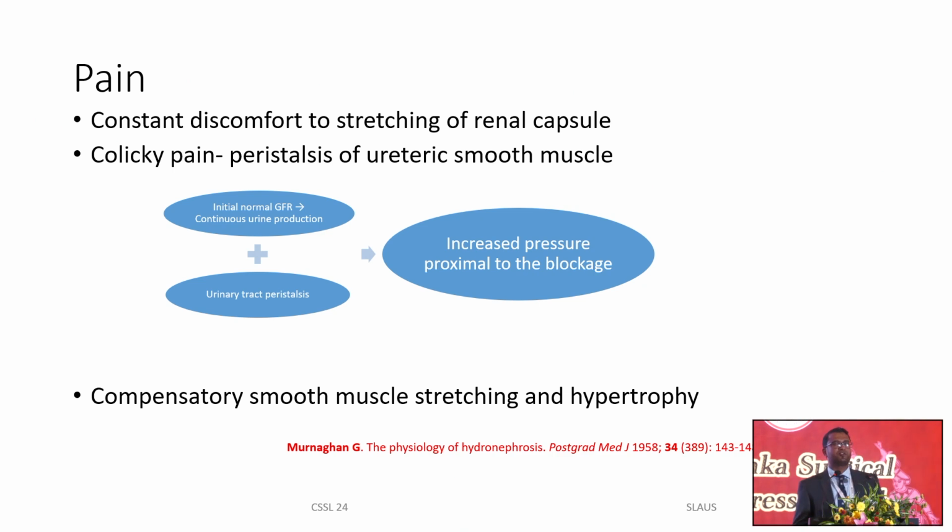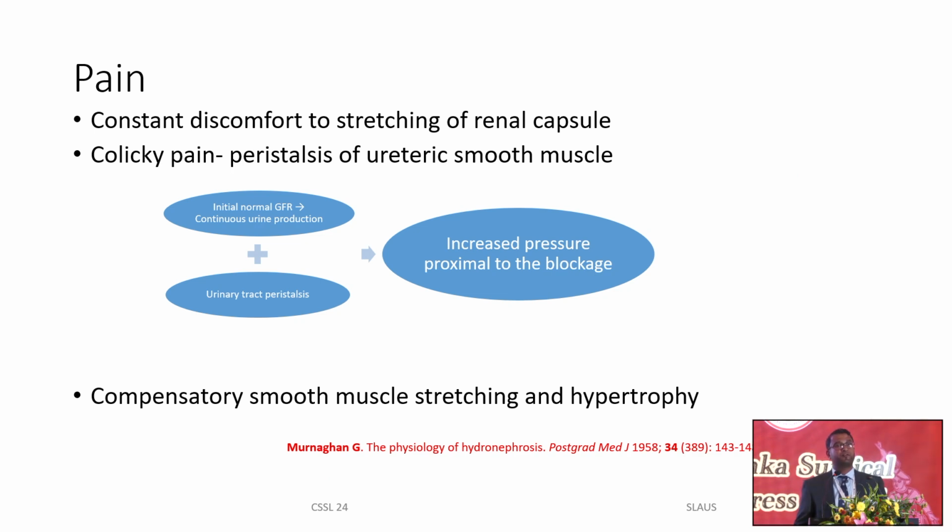So let's talk about the emergencies in urolithiasis. Number one is intractable pain. We know that to have peristalsis or colicky pain, the organ should be a hollow viscus and it should have a muscular wall. So ureteric colic is due to stretching or peristalsis, but renal pain is due to stretching of the capsule.